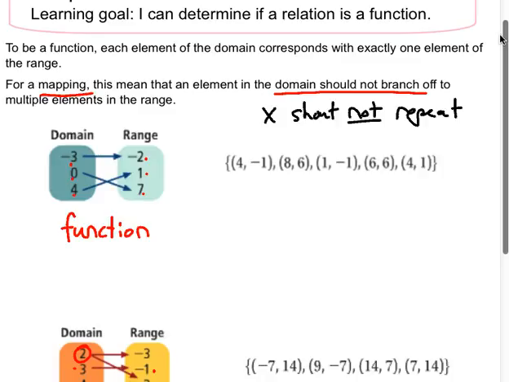So let's take a look at this. We have 4, 8, 1, 6. Oh, I see another 4. So this is a problem, okay? It's a problem because it's showing an element in the domain, so an X, that is being used to go to multiple pieces in the range, or the Y's. So this first one is not a function because those X's should not be going to different places. X should only exist once, going to one place.